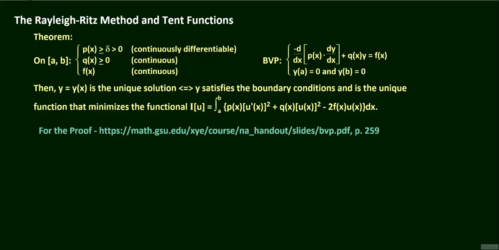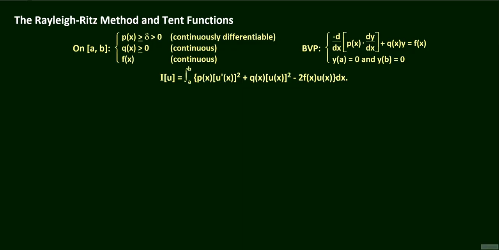For a proof of this fact, we refer the viewer to a set of PDF lectures whose link we are including in the description of this lecture. In order to apply the Rayleigh Ritz method, we require a basis of functions, or a set of linearly independent functions that we call phi sub 1, phi sub 2, and so on, all the way to phi sub n, with n being a positive integer. The phi sub j's must also satisfy the boundary conditions.